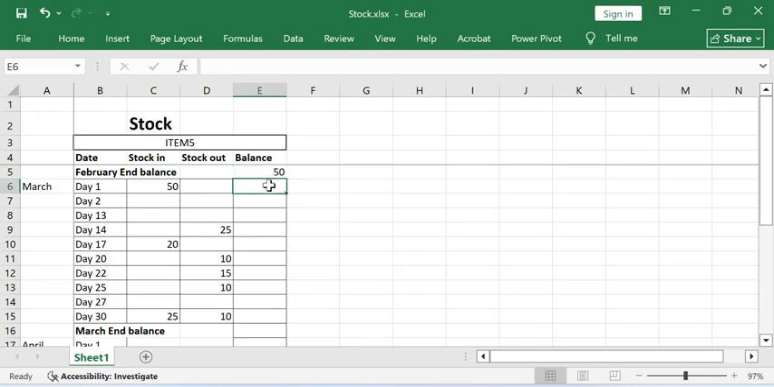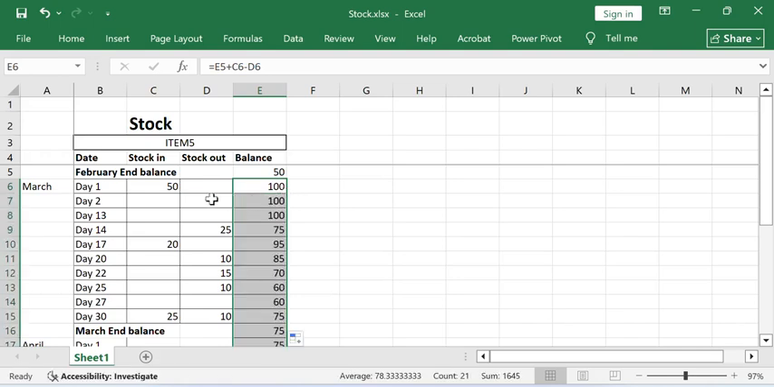Add the end balance, which is in cell E5, plus the new stock in, cell C6. Then minus the stock out, even though there's no stock out on day 1. Press enter. Okay, so you still have a balance of 100 after the end of day 1.